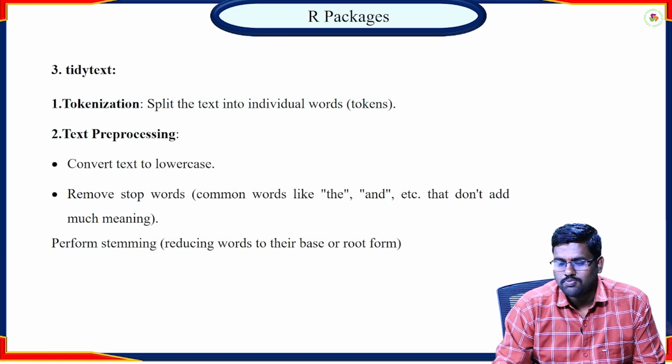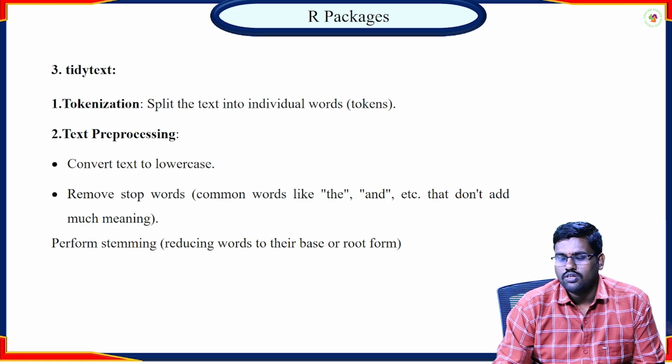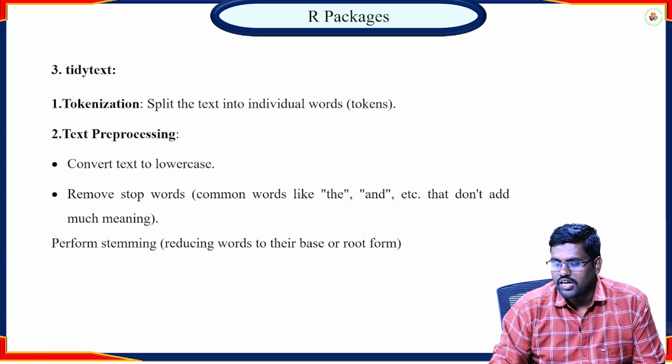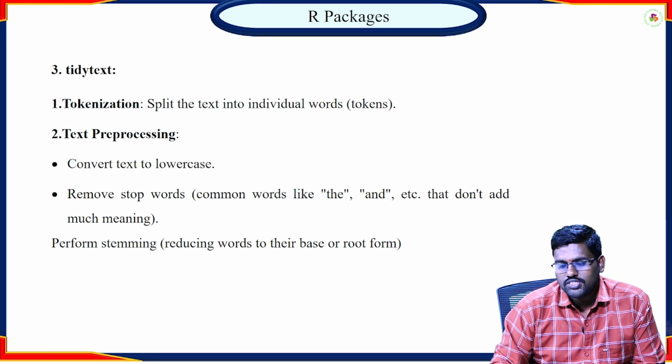Now the next package is tidytext. That is used to manipulate or reduce the given set of statements into a smaller set of statements that contains only fewer words. Now see here, for this tidytext we have two processes. First one is tokenization and second one is text preprocessing. Tokenization means first we need to divide the given statement into individual words. Tokens means the given statement is divided into individual words.